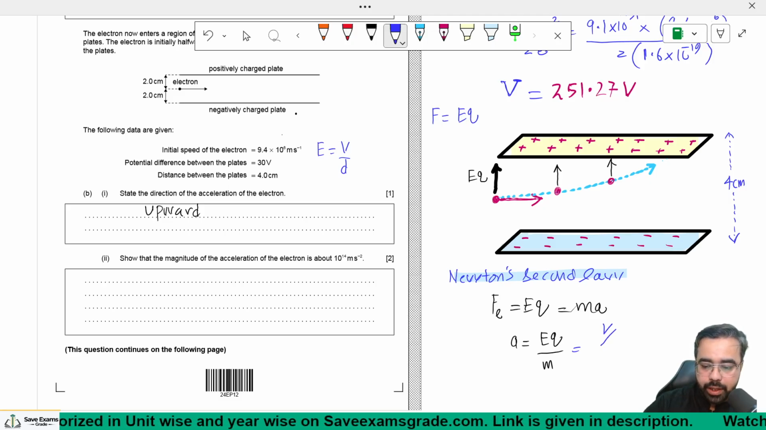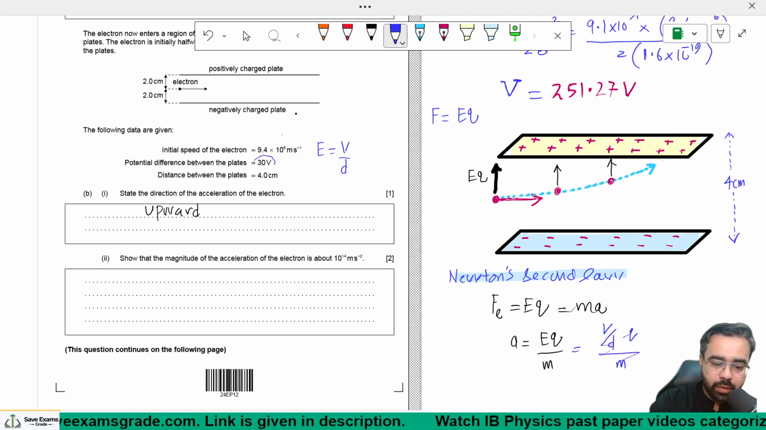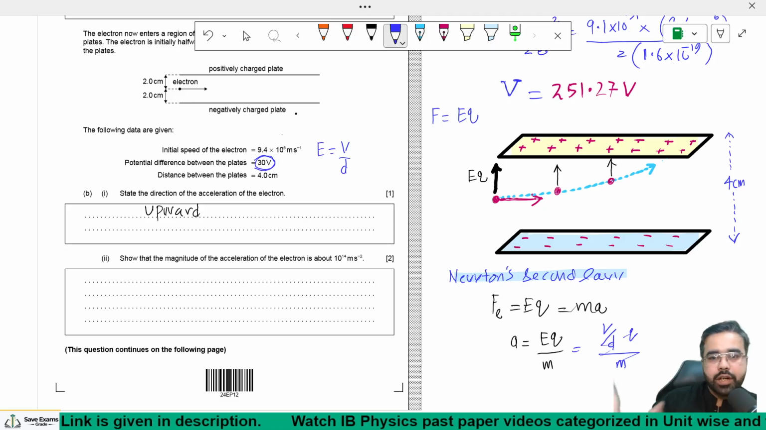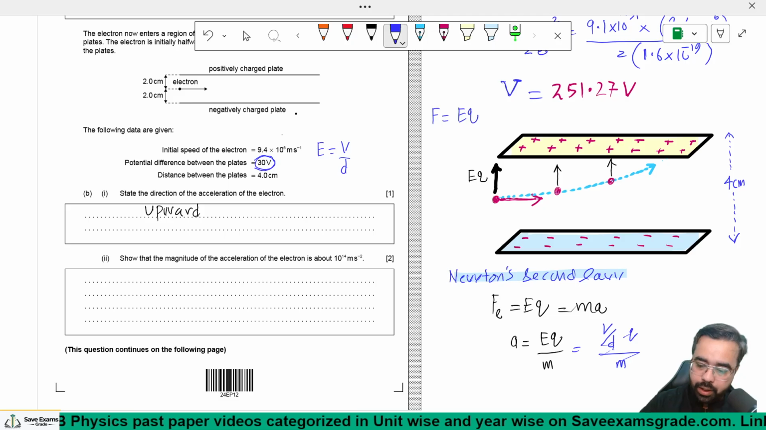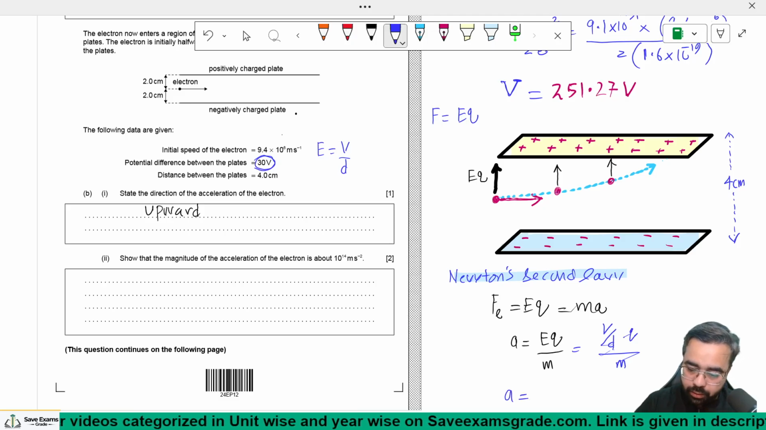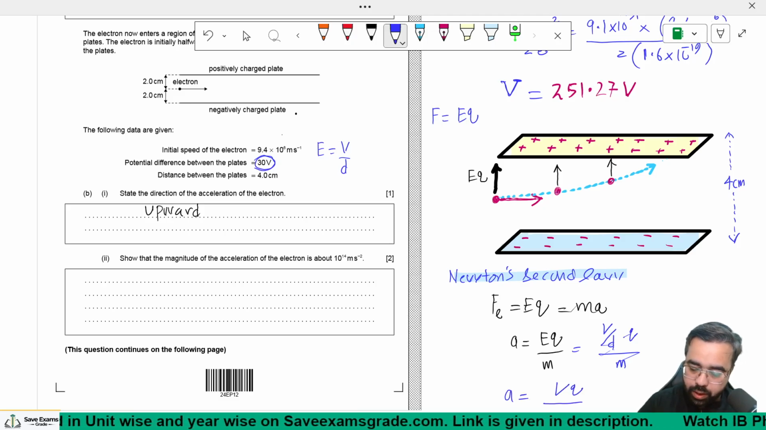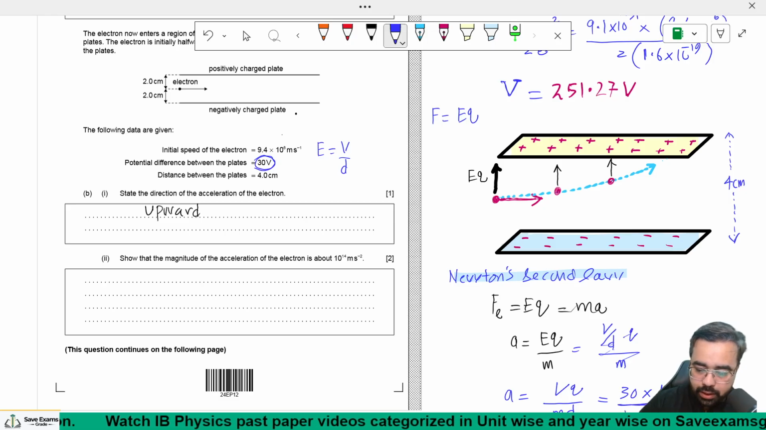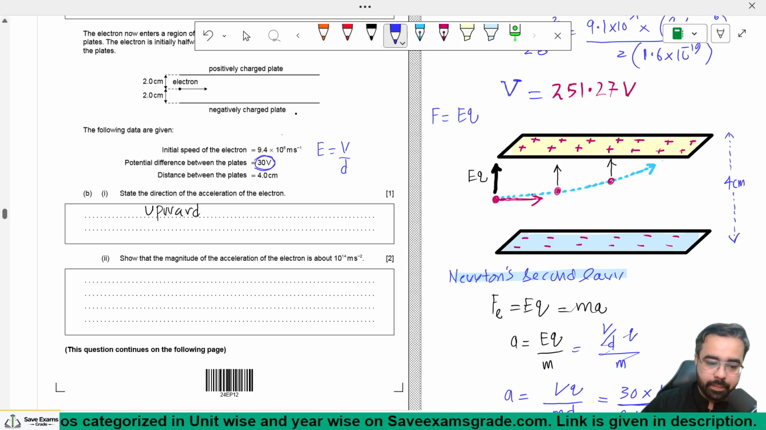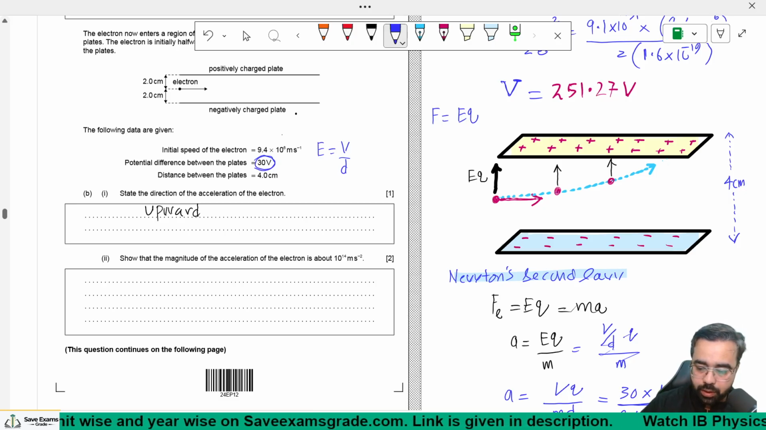Potential difference between the plates. Now don't make this mistake. This V is 30 volts. As I told you, it is the separate set of plates. So this V is 30 volts, not the 251. Now, what equation do we get? VQ over MD, right? So V is 30, charge is 1.6 times 10 to the power negative 19, mass of electron is 9.1 times 10 to the power negative 31, and the distance between the plates is 4 centimeters, so 0.04.